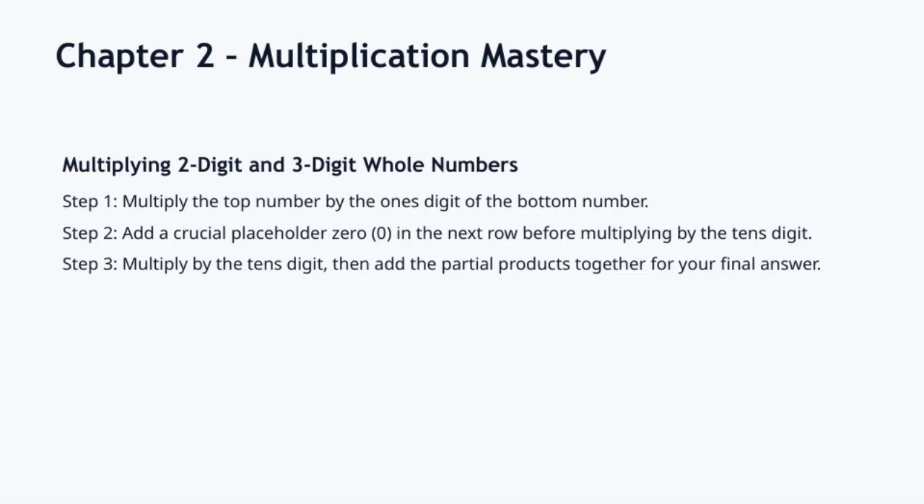Let's break down multiplying 2-digit and 3-digit whole numbers. First, we multiply the top number by the ones digit of the bottom number. Next, we add a crucial placeholder 0 before multiplying by the tens digit. This keeps everything lined up correctly. Finally, we multiply by the tens digit and add all the partial products together. This step-by-step approach helps us master multiplication with confidence.